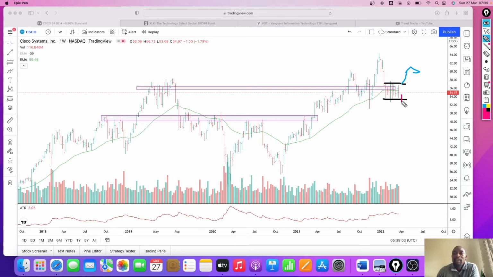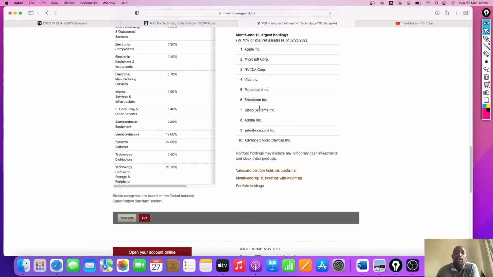But if it fails and then it trades below $52, then obviously it will mean that the lower price movement is still there. So we wouldn't want to have this position in our portfolio. And also, there are better companies, so there's no need for us to have an interest in a single stock.